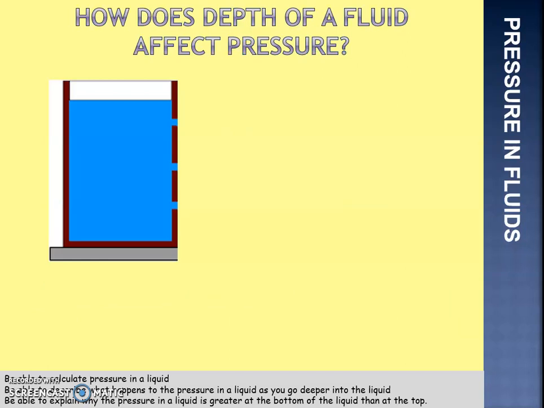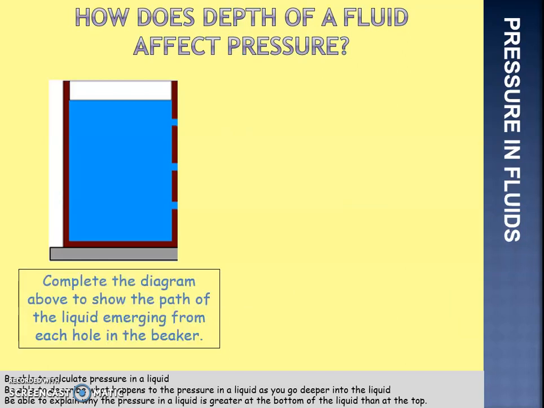How does the depth of a fluid affect the pressure? So if you draw that diagram and show the path of each liquid emerging from each hole in the beaker, so you've got the liquid in the beaker there with 3 holes, try and show me the path of the liquid that emerges from each hole. Pause the video whilst you attempt that.